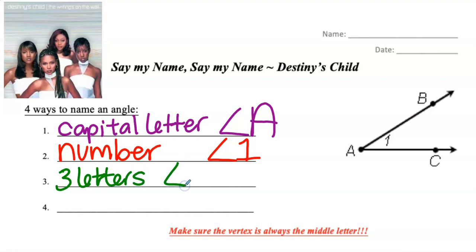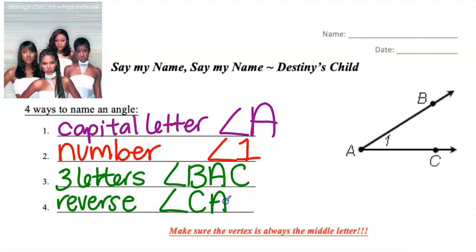So I start with my angle symbol. You need one letter on one side, the middle letter, and the other side. So for example, B, A, C. So B, and then A is in the middle, and C, okay? You can also reverse, for example, angle C, A, B. So B, A, C, and then the reverse will be C, A, B, okay?